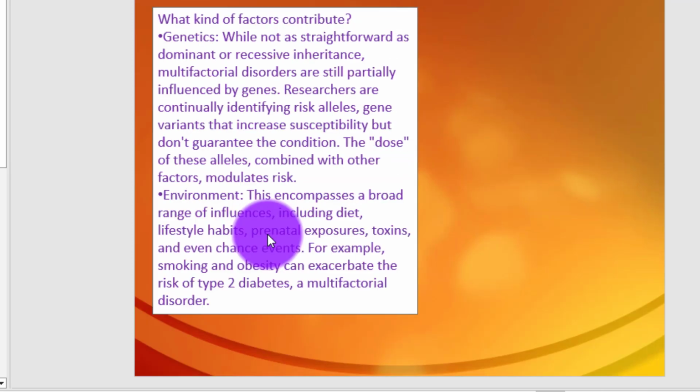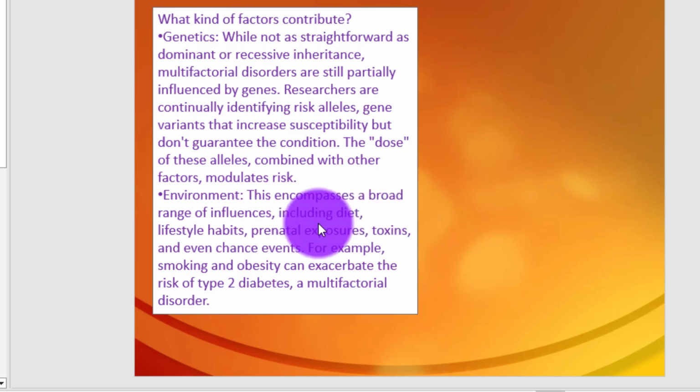What kinds of factors contribute? Genetics and environment. Genetics: while not as straightforward as dominant and recessive inheritance, multifactorial disorders are still partially influenced by genes. Researchers are continually identifying risk alleles, gene variants that increase susceptibility but don't guarantee the condition. The dose of the allele combined with other factors modulates risk.